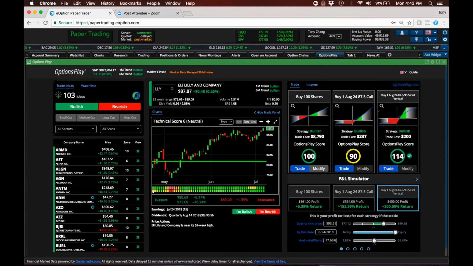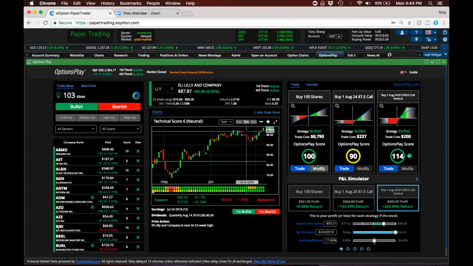So let's take a look at Eli Lilly, and let's just for 1 second say that we think Eli Lilly is going to beat on earnings. And I want to make sure that everyone understands that this is by no means a solicitation to trade Eli Lilly or to say that we think that they're going to beat on earnings. I'm simply using this for illustrative purposes to show you how you would utilize our tool to quickly analyze a bullish view on Eli Lilly going into earnings.